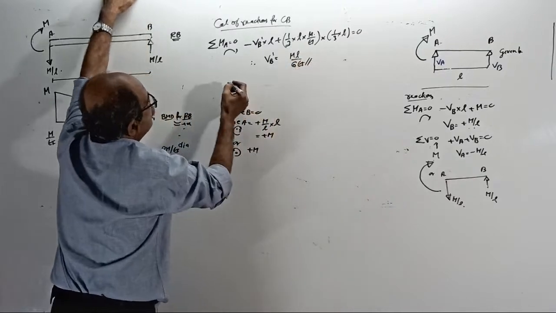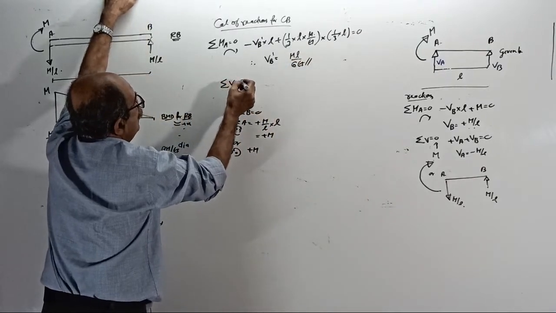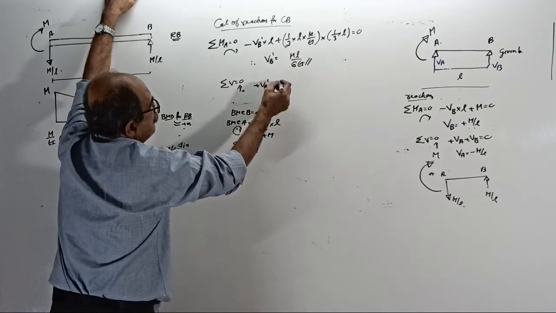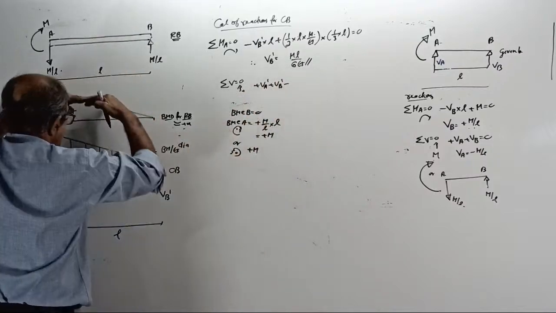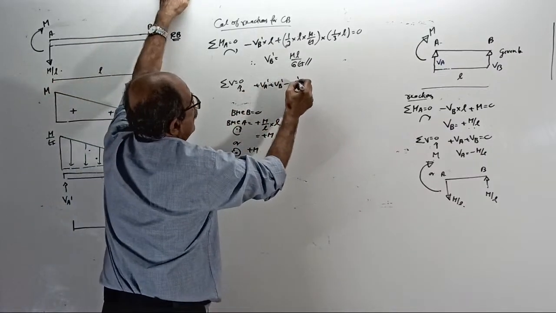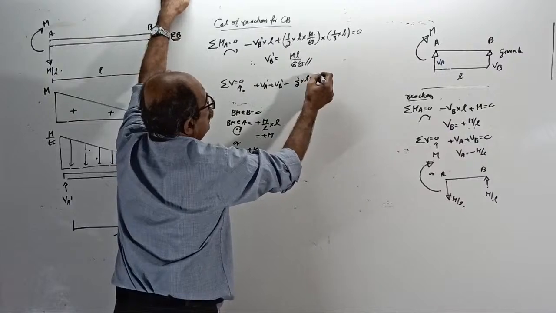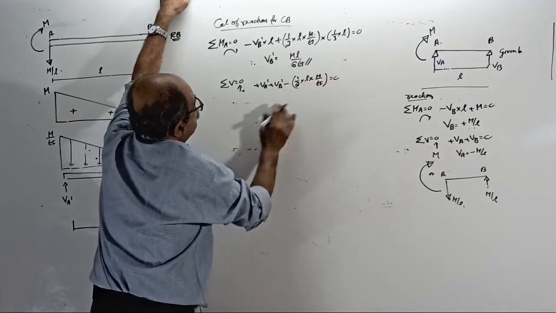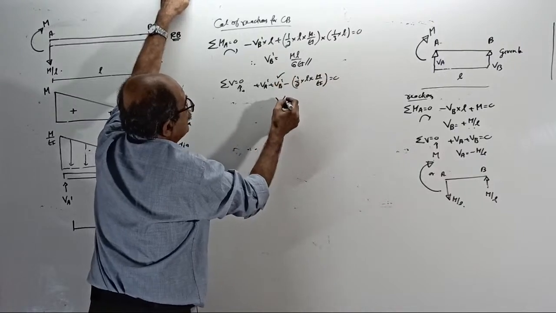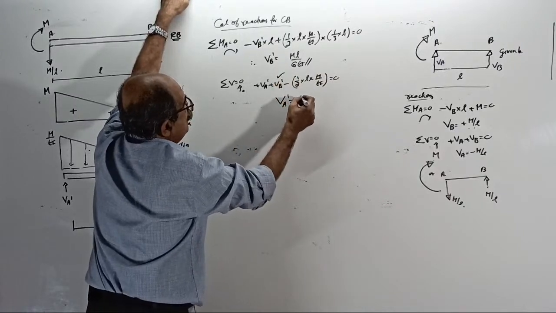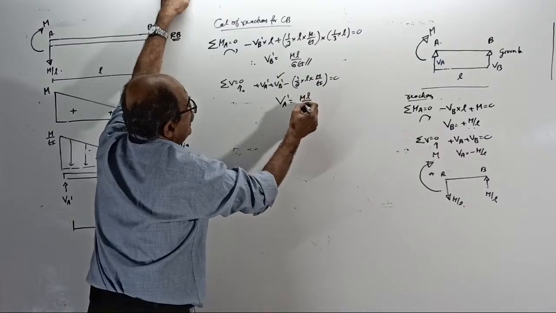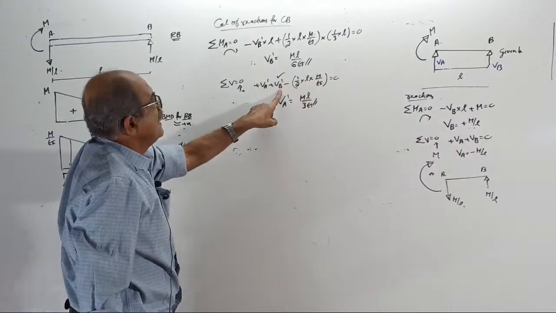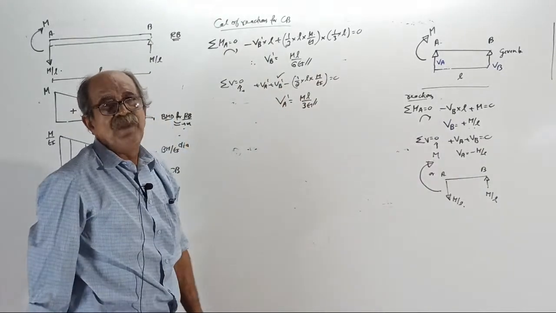Now, sigma V equal to 0, take upward positive. Plus VA dash plus VB dash minus total load, which is half into L into M by EI, equal to 0. You substitute for VB dash. Why should I waste the time? You calculate. VA dash will come ML by 3 EI. Substitute: ML by 2 EI minus ML by 6 EI is ML by 3 EI.